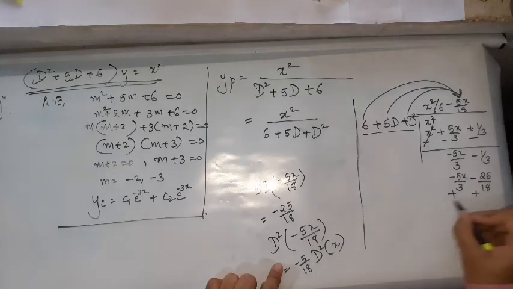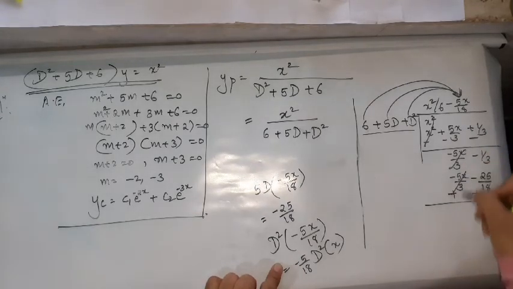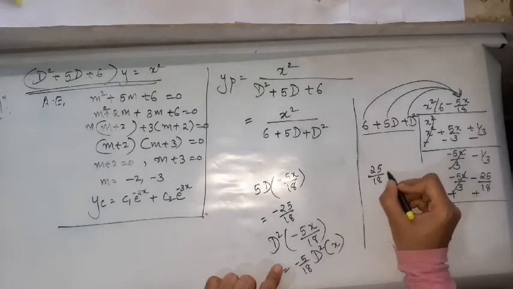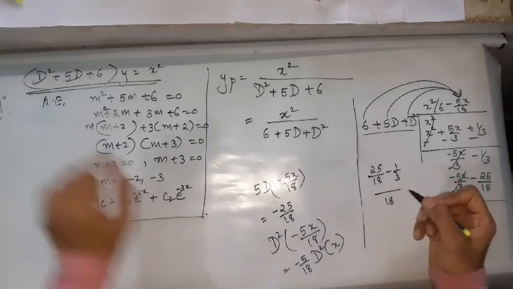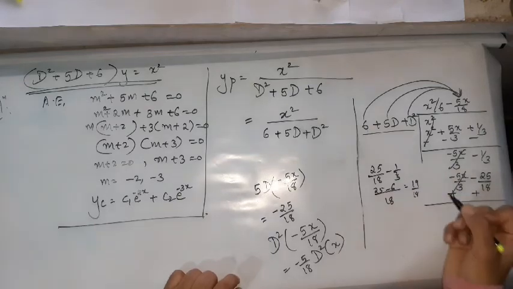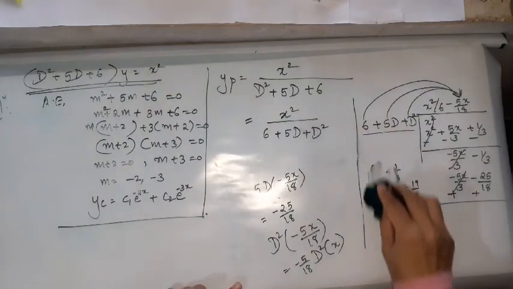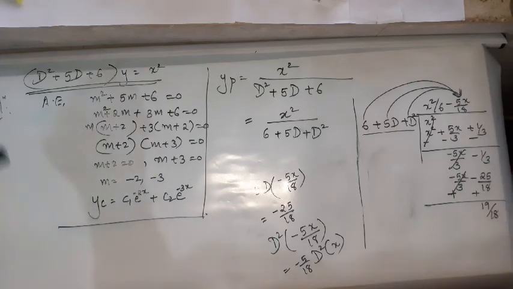It becomes plus. Here also it becomes plus because it is having a minus sign here. Here also it is having a minus sign, so it becomes plus here. Now these two get cancelled on adding. Then if you again add these two, what do you get? It is 25 by 18. So what is 25 by 18 minus 1 by 3? 18 is the LCM, right? When you simplify this further, 25 minus 6, it is 19 by 18 you get. So you get plus 19 by 18.